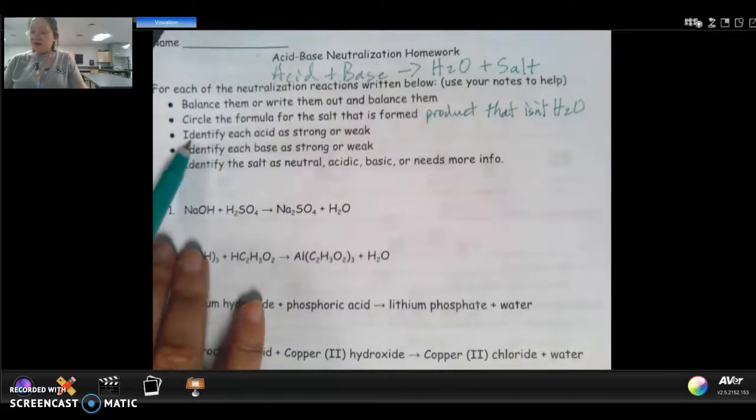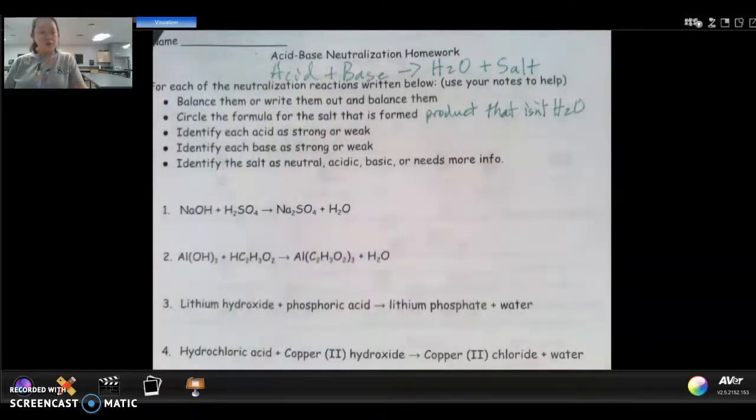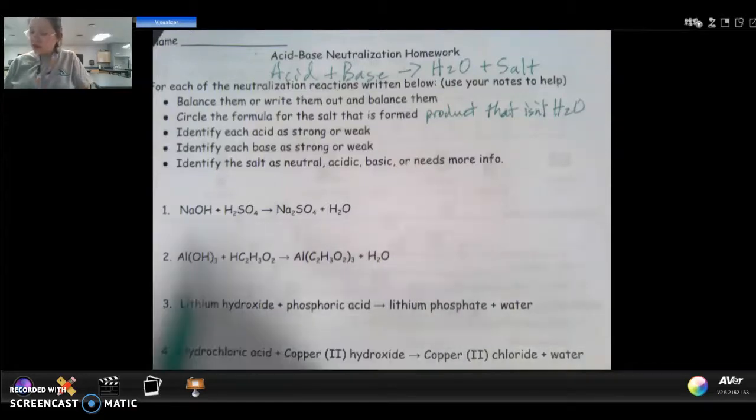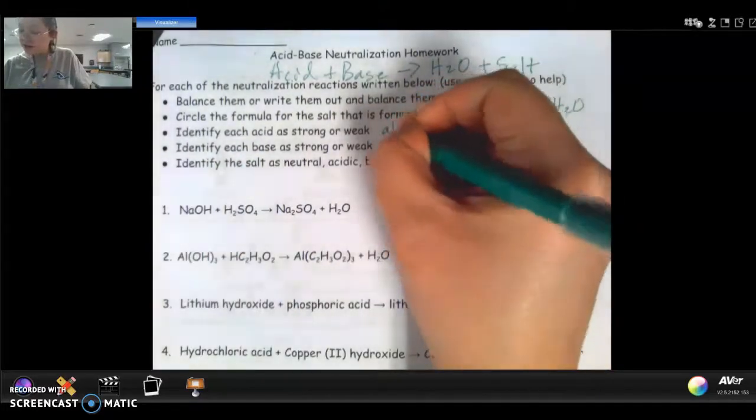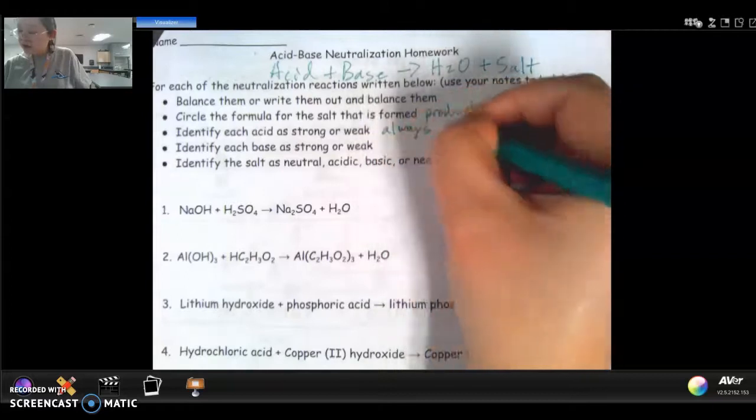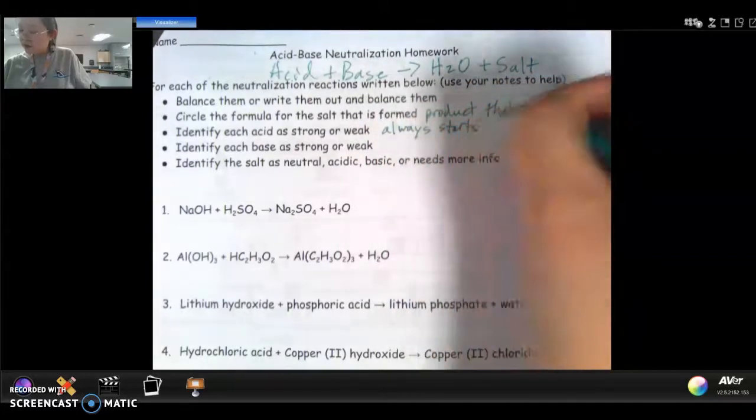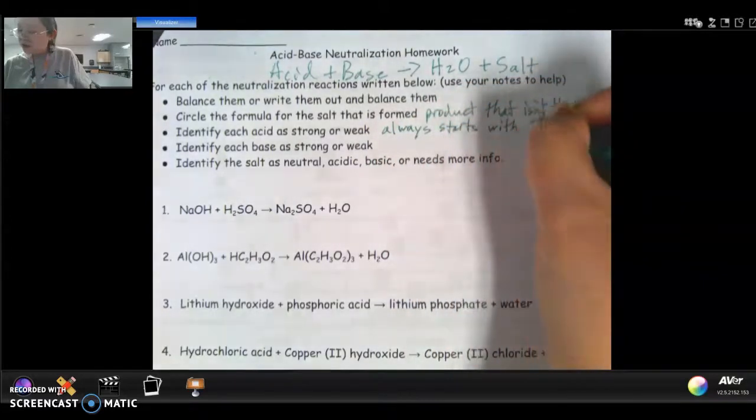You're going to identify if the acid is strong or weak, and you can use the notes from page 5 of the packet for the strong acids and bases. Anything that's not strong automatically is weak. So you have to identify the acid, and for the acid, always starts with H.